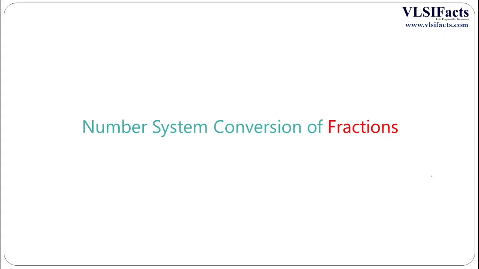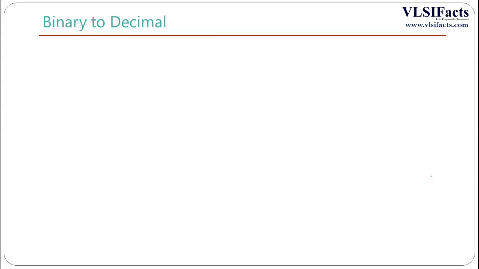Now we will discuss an important concept of number system conversion, that is the conversion of fractions. Till now we have learned about different number system conversions, but for the whole numbers only. Now you will learn number system conversions for fractions. First of all, we will learn how to convert a fractional binary number to its corresponding decimal equivalent. Let us understand the process through an example. The given fractional binary number is 10.1011.